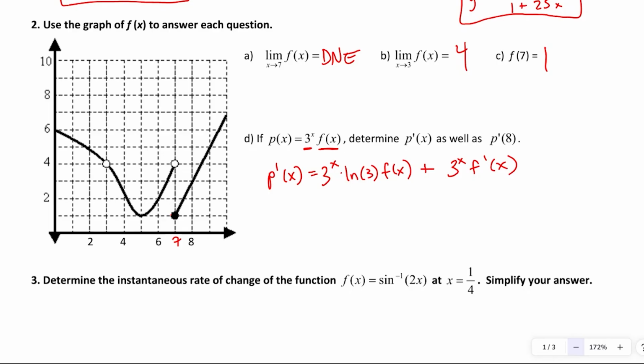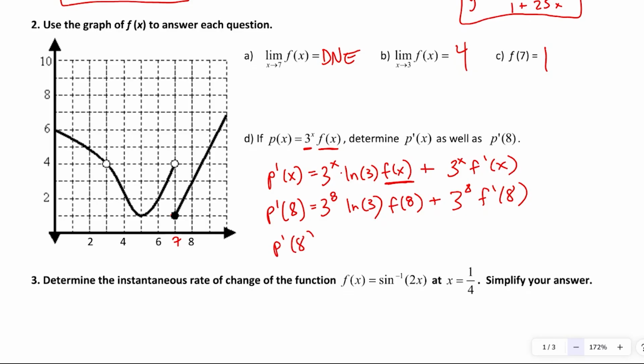And then if we want the derivative of p when x is 8, we're just going to plug in 8 into all of these x's. This f of x, we will be able to evaluate that. We'll come back to that. Some of these I would not expect you to be able to evaluate. For example, 3 to the 8th power is just some crazy big number. We're going to leave that as just 3 to the 8th. We're not going to mess with that.